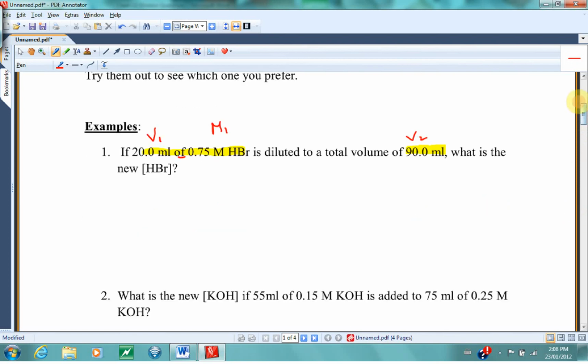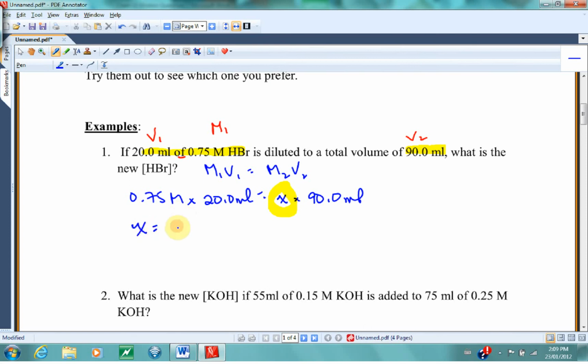So M1V1 equals M2V2, 0.75 molars times 20.0 milliliters equals X times 90.0 milliliters. If we isolate our X, we get X equals 0.17 molar.